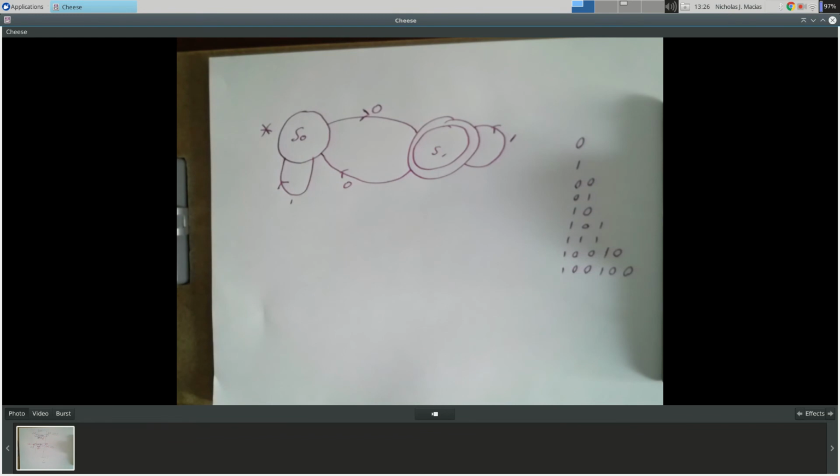1 followed by any number of 1s, followed by 0, followed by any number of 1s, followed by 0, repeating. Or it can start with just a 0 followed by any number of 1s. You can never have more than one 0. As long as you have strings like that, you can do this.